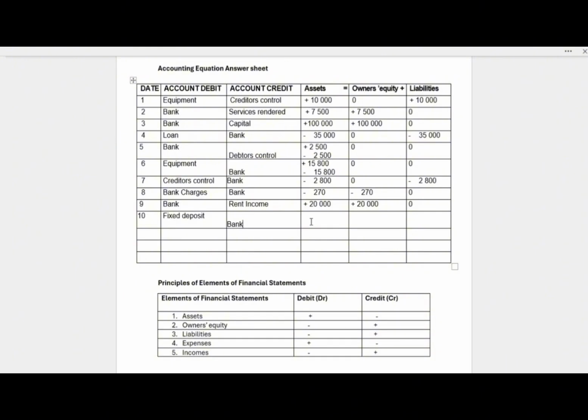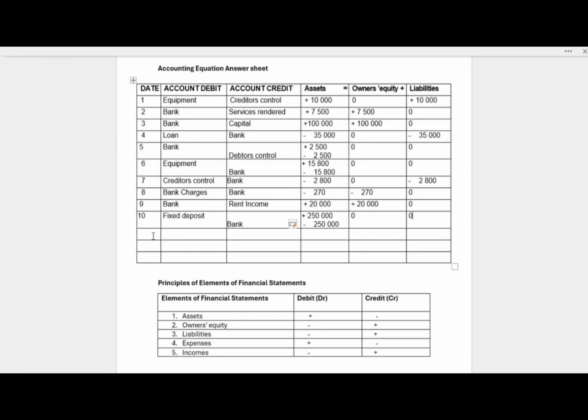So when you record this, you're going to say plus 250,000 on the fixed deposit, and then minus 250,000 from the bank account. And then there is no owner's equity affected here, 0. There is no liability affected here, 0. So this is how you record these transactions. I hope you guys will understand better.